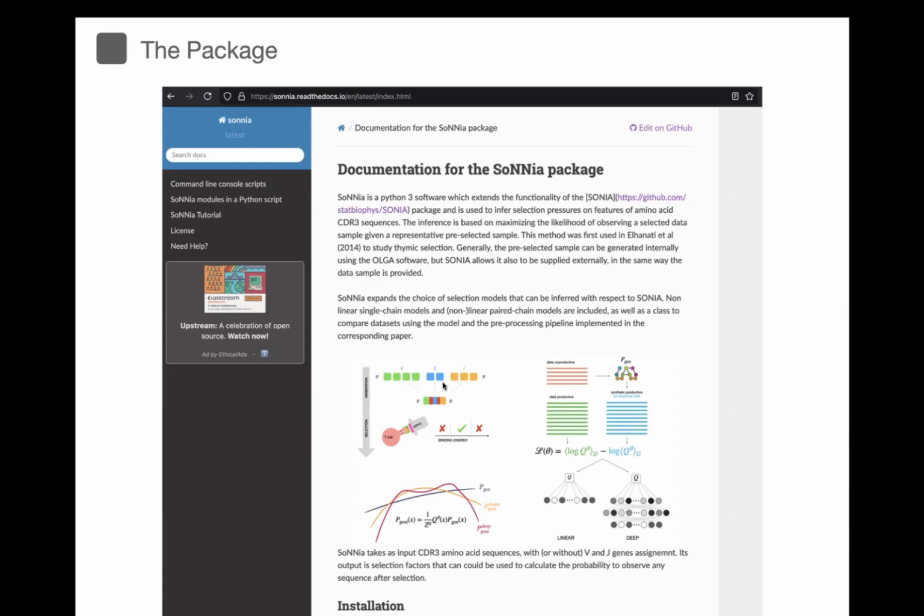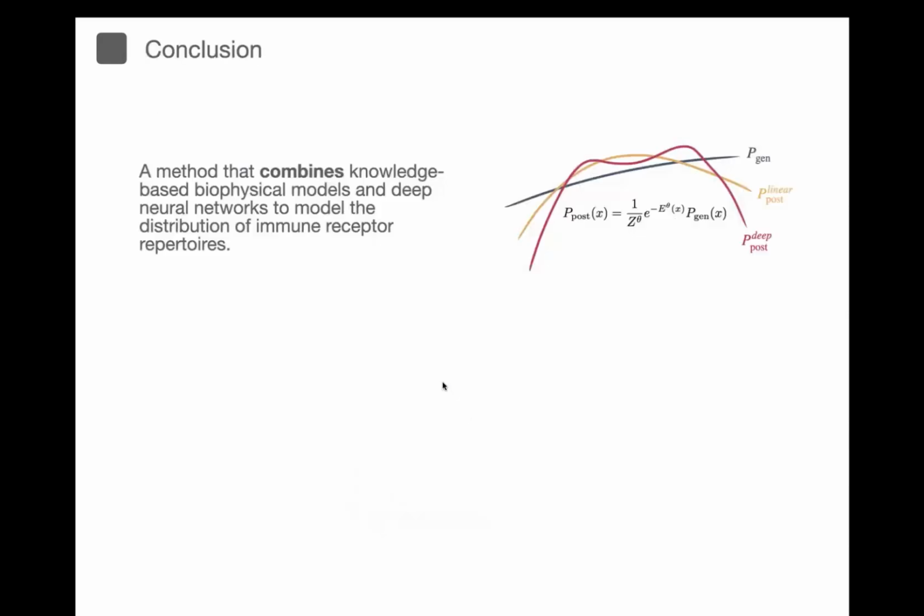But in conclusion, what I wanted to show you is that there is really power in combining knowledge-based biophysical models and the expressivity of neural networks in order to characterize these repertoires.